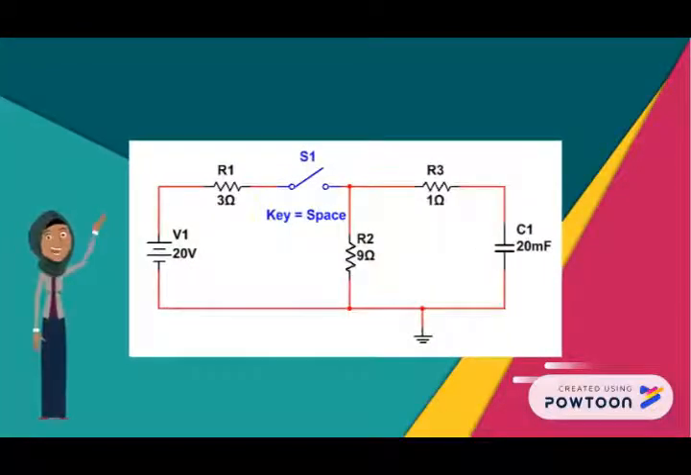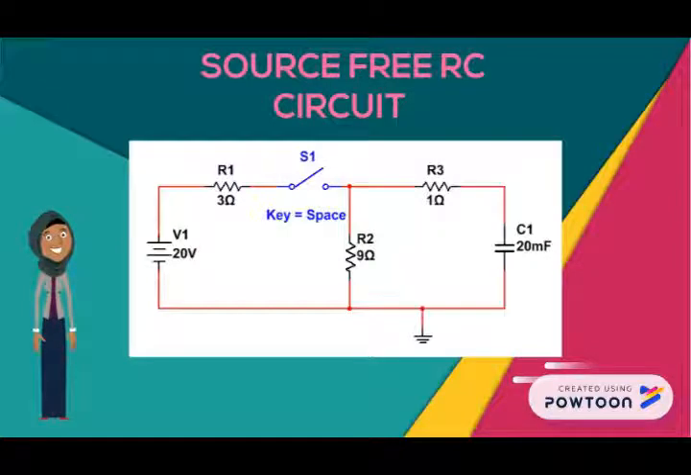Hello, I'm Anis. Let's continue with the second example for a source-free RC circuit. The switch in the circuit has been closed for a long time and it is opened at t equal to 0. Let's find V total for t bigger than 0.